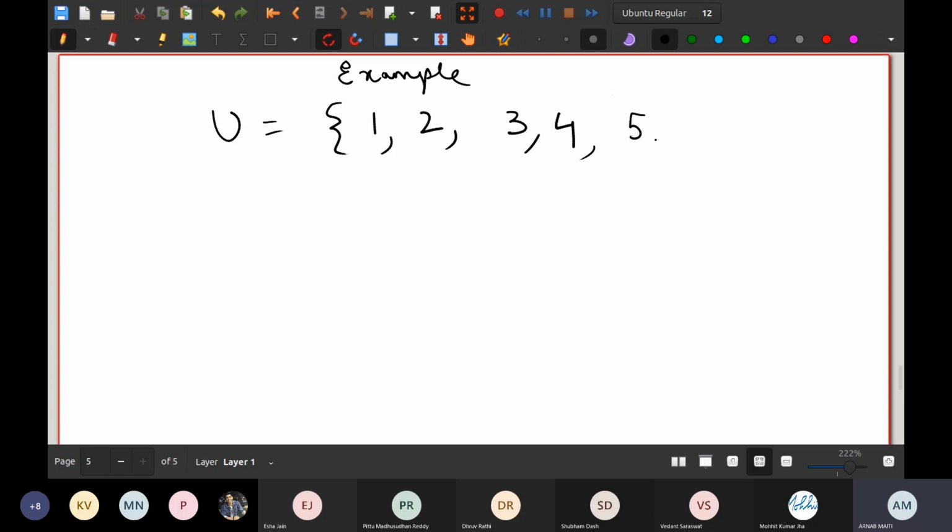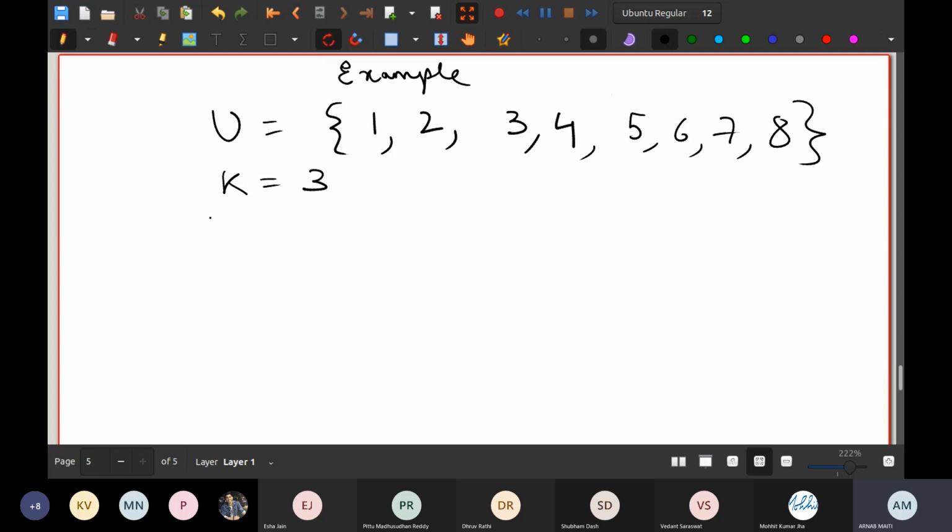Fine. 5, 6, 7, 8. Okay. Let K be equal to 3. Okay. Then and my family of subsets.